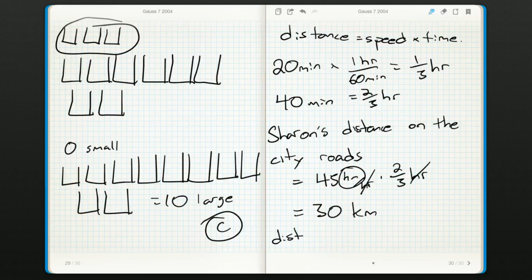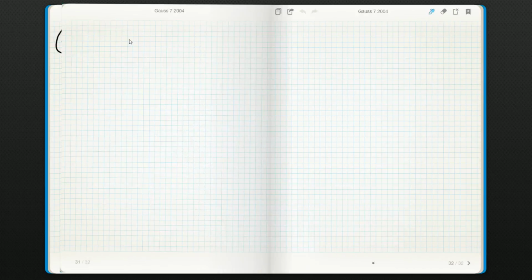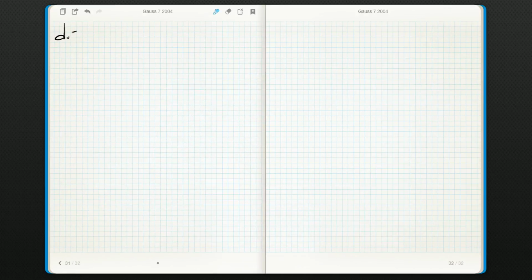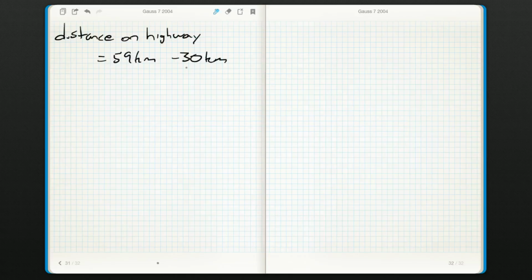So her total distance is the distance on the city roads plus the distance on the highway. Well, we know her total distance, that's 59 kilometers. We know the distance she spends on the city roads, that's 30 kilometers. So we can rearrange and get her distance on the highway. That's 59 kilometers minus 30 kilometers, and that gives us a total of 29 kilometers.